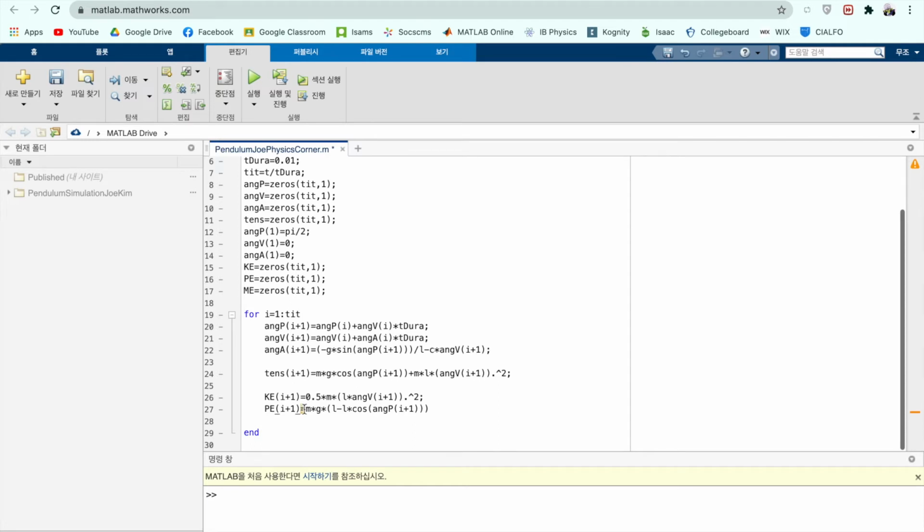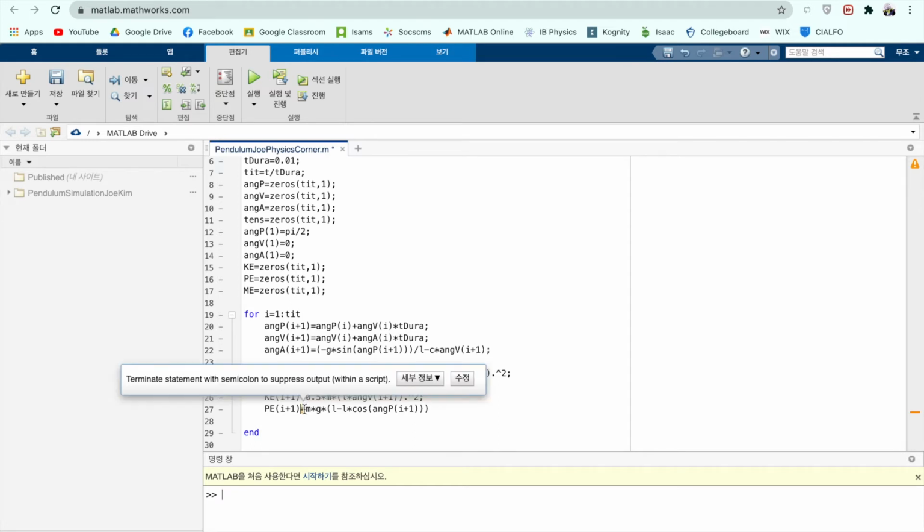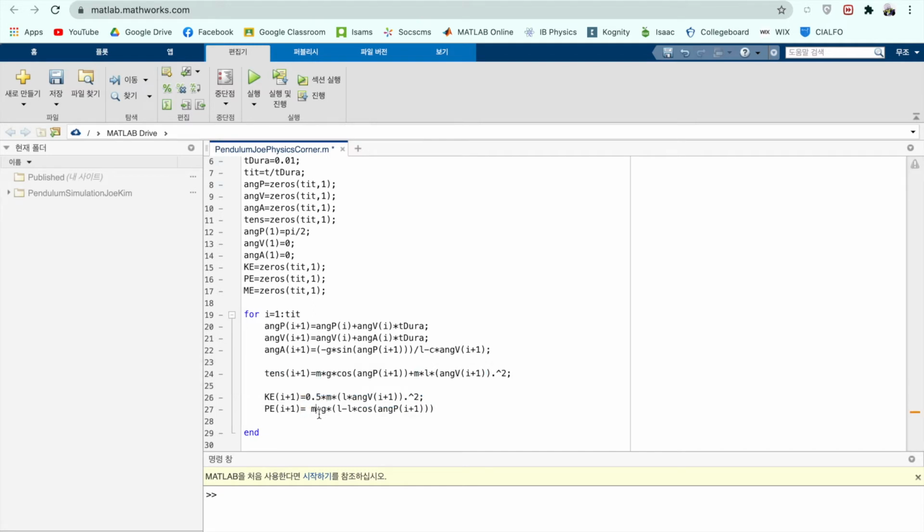Oops. I think it's a problem. Okay, and then we get the mechanical energy, which is equal to kinetic energy plus the potential energy. Here there's no semicolon. Okay. And that's the end of my loop.